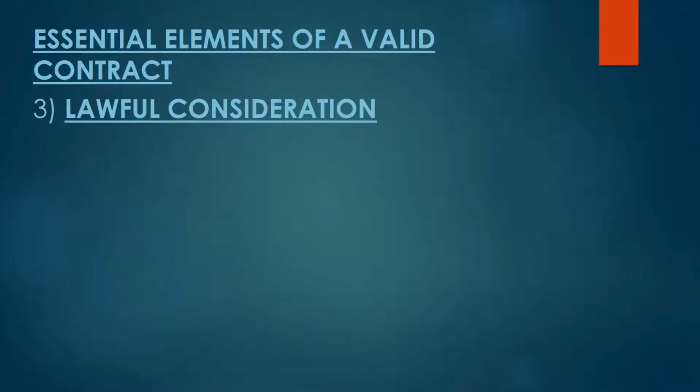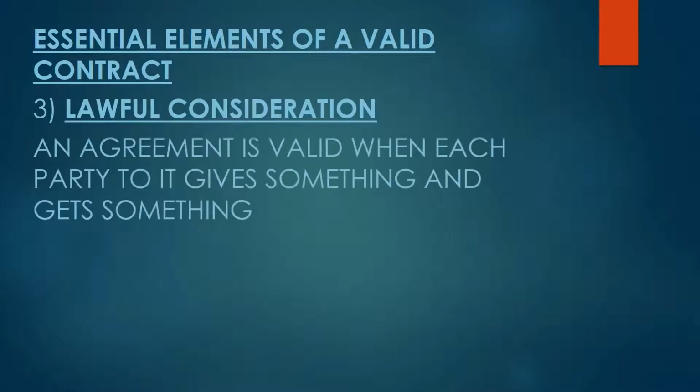If I agree to give my watch to Mr. A, say, without getting anything in return from him, not necessarily money, but anything in return, then this agreement will lack consideration and cannot be called a contract. So now Mr. A cannot go to the court if I refuse to sell my watch, because the court will say there is no contract between the two of us as there is no consideration. Okay, so an agreement is valid when each party to it gives something and gets something. For now, just remember this.